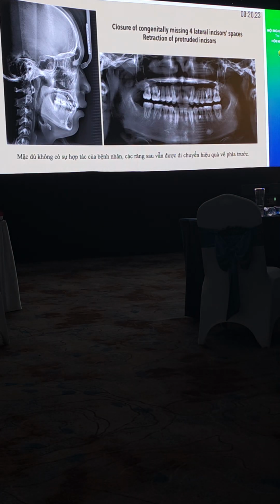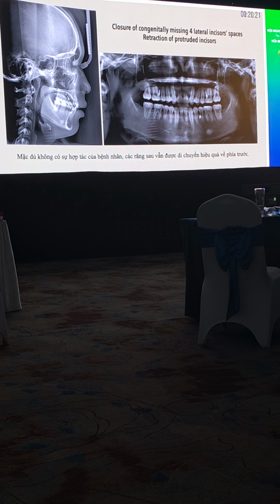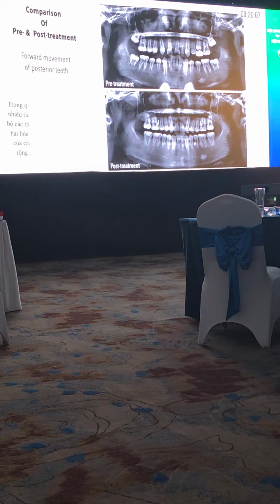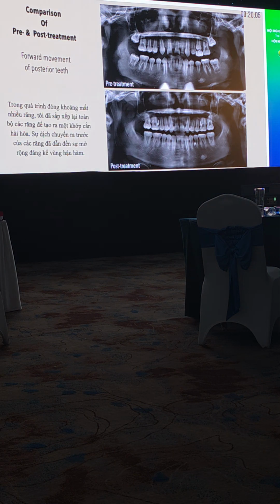Without patient cooperation, the posterior teeth were effectively gathered forward. By adjusting the overjet relative to the mandibular incisors, I successfully advanced both the maxillary and mandibular molars. While crossing multiple spaces, I effectively aligned all the teeth to create a satisfactory occlusion. The forward movement of the teeth resulted in significant widening of the retromolar area.